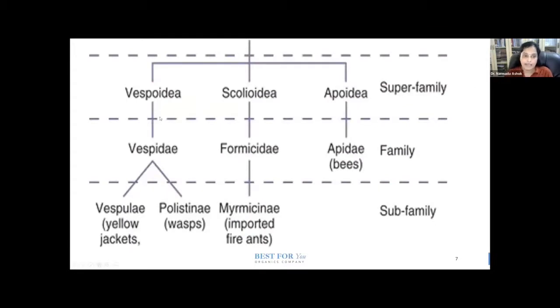So this is what I said. Under the Scolioidae, there is the Formicidae, which is the imported fire ants. So we have the Apidae family, the Vespidae family and the Formicidae, which we have to be worried about. These are the three medically important groups we are worried about, and we are going to discuss them in this topic.